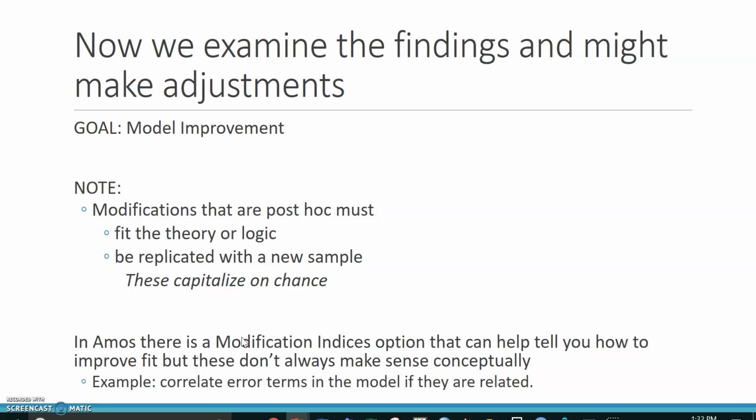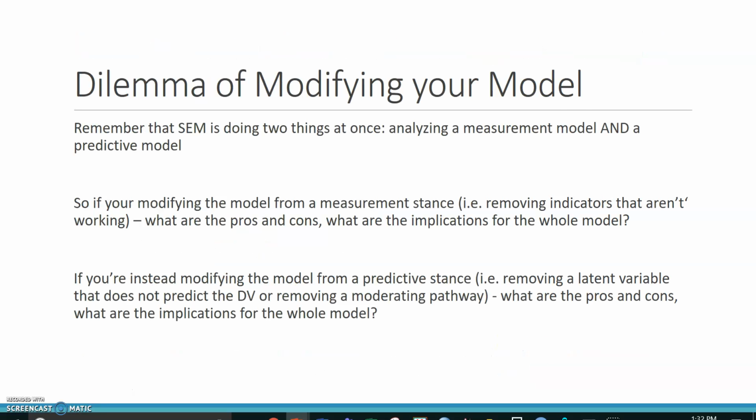In Amos, there is a modification index. You are welcome to click this and play with it. I don't usually, because a lot of times the way they improve fit doesn't make sense conceptually. For example, it likes to correlate error terms in the model, and then your fit goes up. But conceptually, why would the error term on A relate to the error term on B? If I don't have any strong rationale for that, how do I rationalize doing that just to make my data fit better?